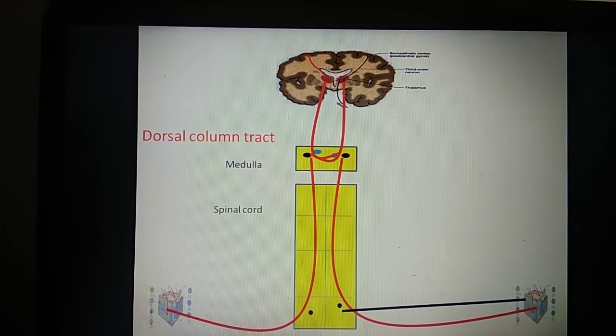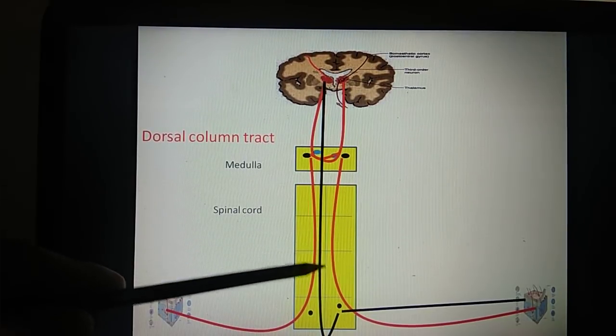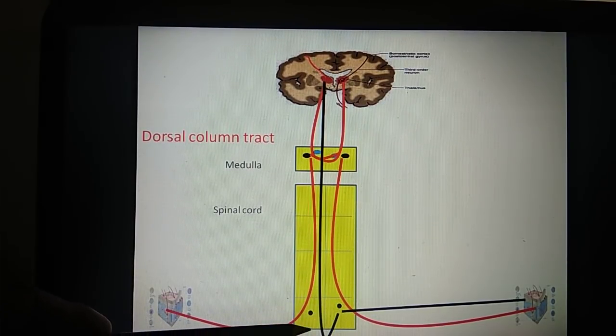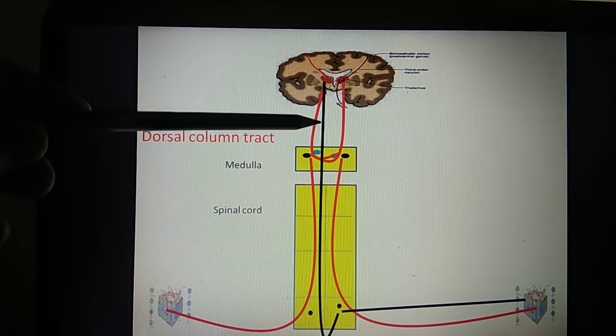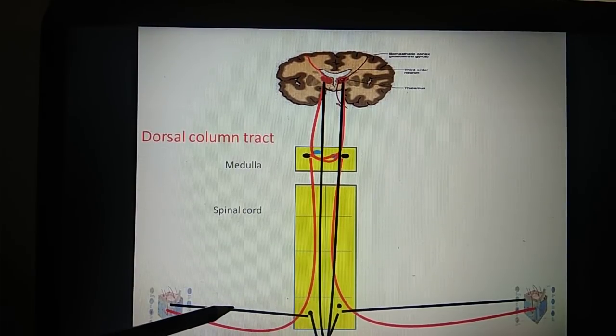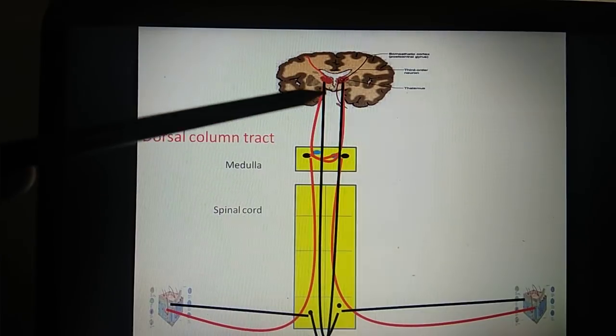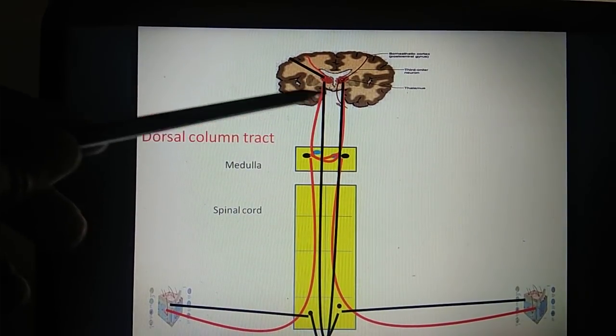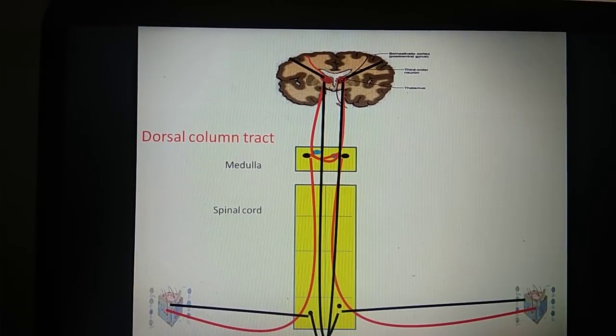Now this other tract arises from the skin, where the sensory nerve collects information and ends in the spinal cord. From here the sensory relay neuron starts, crosses to the opposite side and goes straight to the thalamus. Similarly, on the opposite side, you can see there is a synapse at the level of the spinal cord. So this is the first order neuron, and this is the second order neuron. From the thalamus it goes again to the sensory cortex. Now this tract is called the spinothalamic tract.